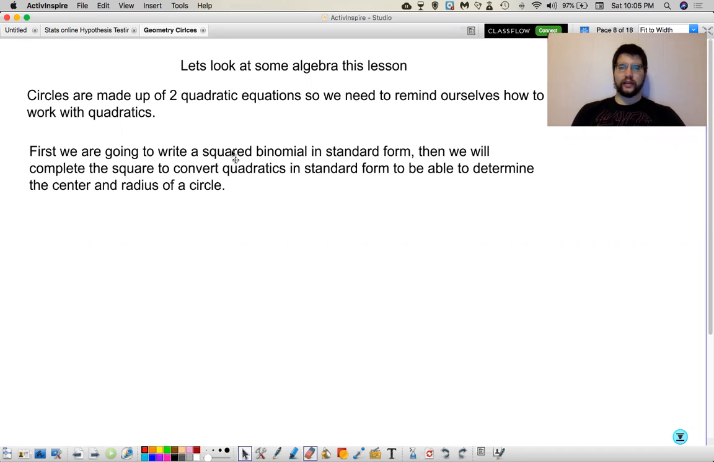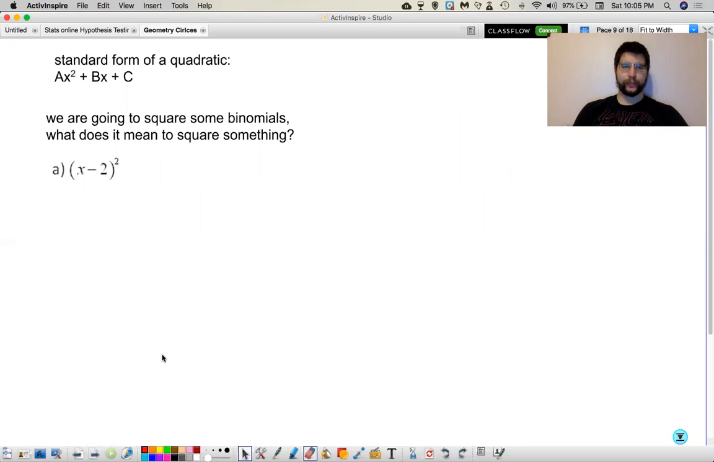So we're gonna need to write a squared binomial in standard form, and then we're gonna complete the square to convert the quadratics in standard form, so we can determine the center and radius of the circle. Let's just look and see what that looks like.